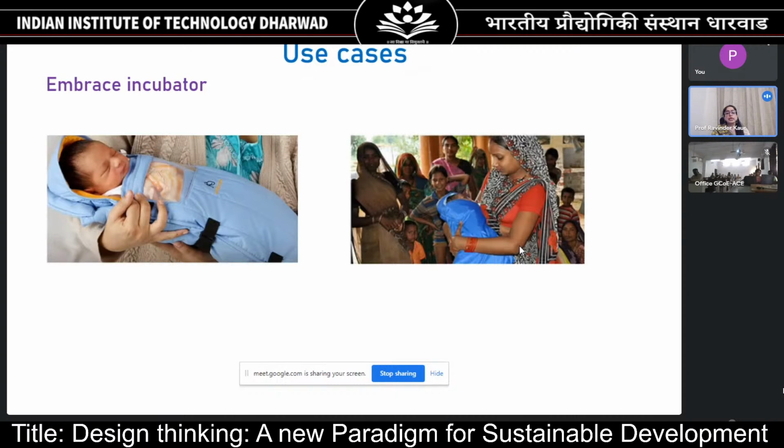students from Stanford, they came up with this design thinking, and as a part of their project, they made the Embrace incubator, which is very simple, something like a sleeping bag or blanket, which has a gel heated pad that gives warmth to the child for 4 to 5 hours, and then you can change it. So this was a very affordable method by which they could handle this situation of high mortality rates in the rural areas, where there was no provision of going to dispensaries or hospitals which were very far off.